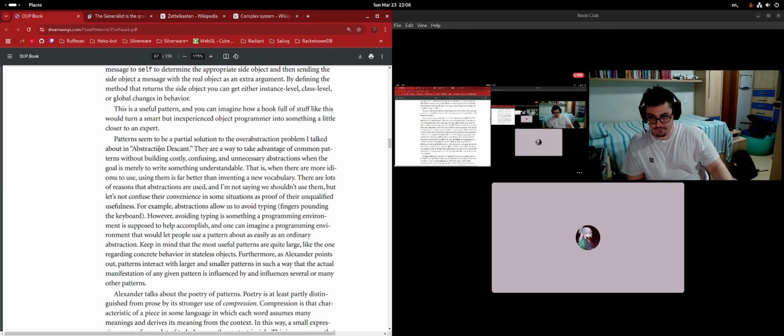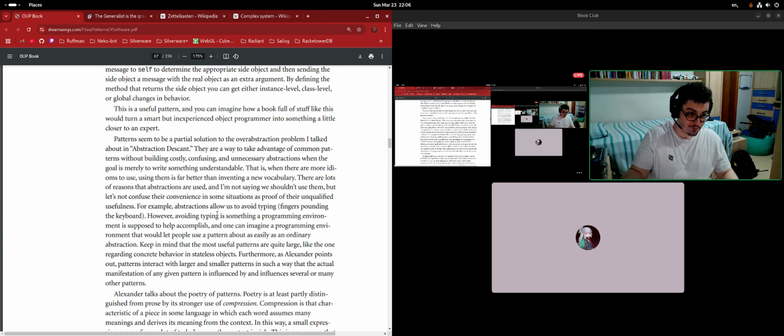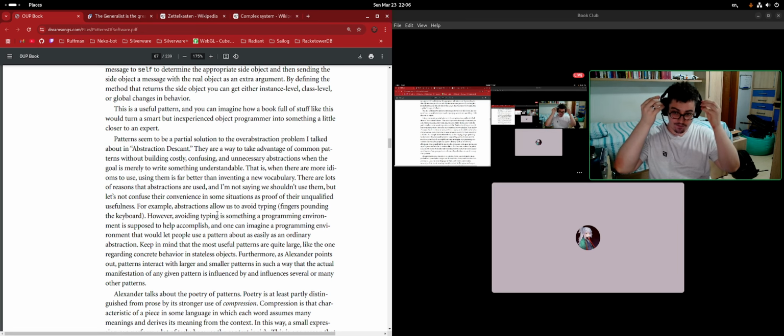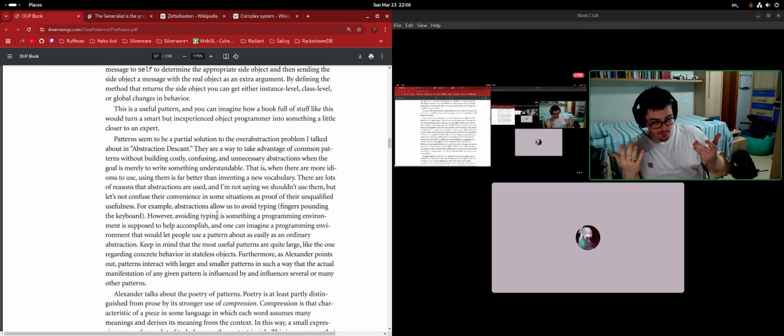Patterns, in comparison to abstractions, take advantage of common patterns without building costly, confusing, and unnecessary abstractions when the goal is merely to write something understandable. Of course, because patterns are written in English, and they are very well structured. They are very reliable. So of course they are going to be more understandable, right?